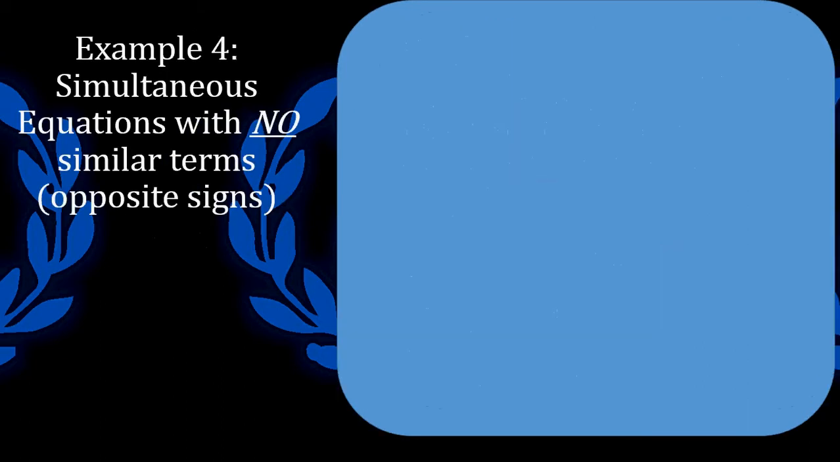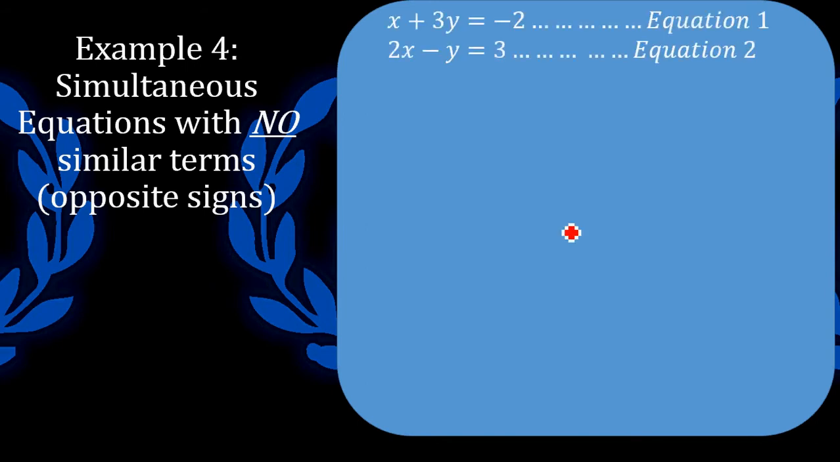In the fourth one, what I'm going to look at is where you have no similar terms, but they are of opposite signs. Notice in equation 1 I have x plus 3y equal to negative 2. And then I have 2x minus y is equal to 3. What I'm going to do is multiply equation 1 by 2. The reason I'm choosing to multiply equation 1 by 2 is because I can make this value here 2, and I would have the same sign in front of this so that I'll be able to eliminate them by addition or subtraction.